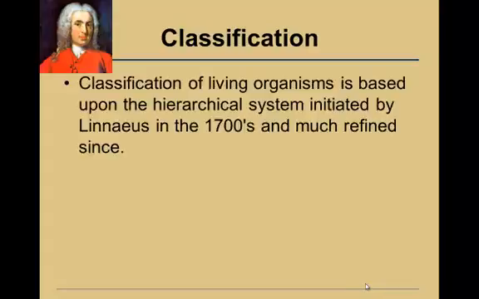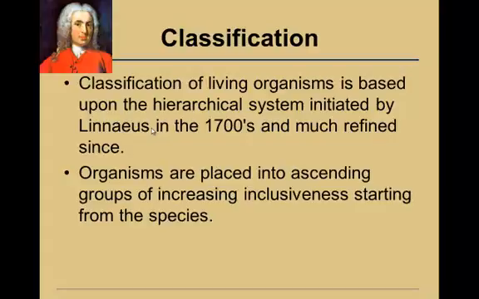This gentleman whose picture we see in the upper left is Carl von Linné. He is known as Linnaeus. That is actually the Latinized form of his name. He was from Sweden, and he was considered the father of taxonomy. He was one of those guys who had a place for everything and everything in its place, really organized things. And so in the 1700s, he was working on this hierarchical system of taxonomy, and organisms were placed into ascending groups of increasing inclusiveness, starting from the species. And I know that doesn't make much sense when I just say it like that, but we'll show you in a minute what that means.